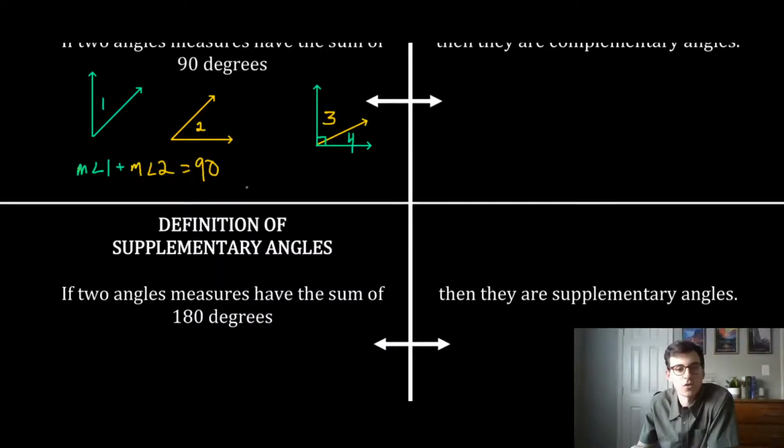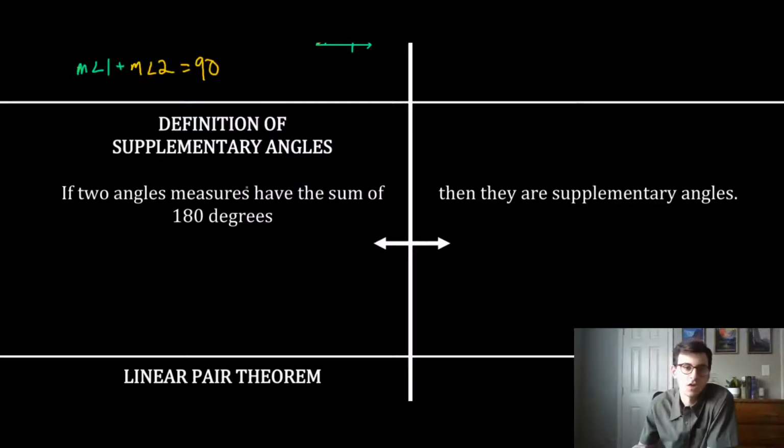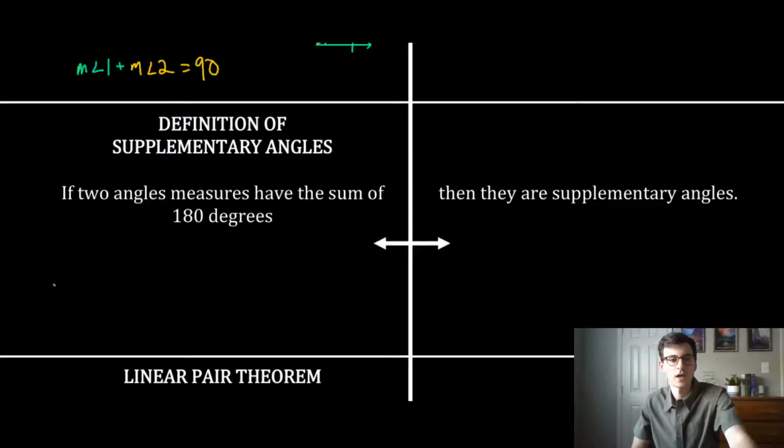Okay, supplementary angles. Definition of supplementary angles: if the measures of two different angles have the sum of 180 degrees. So again, let's try to draw that. Maybe there and there, close enough.